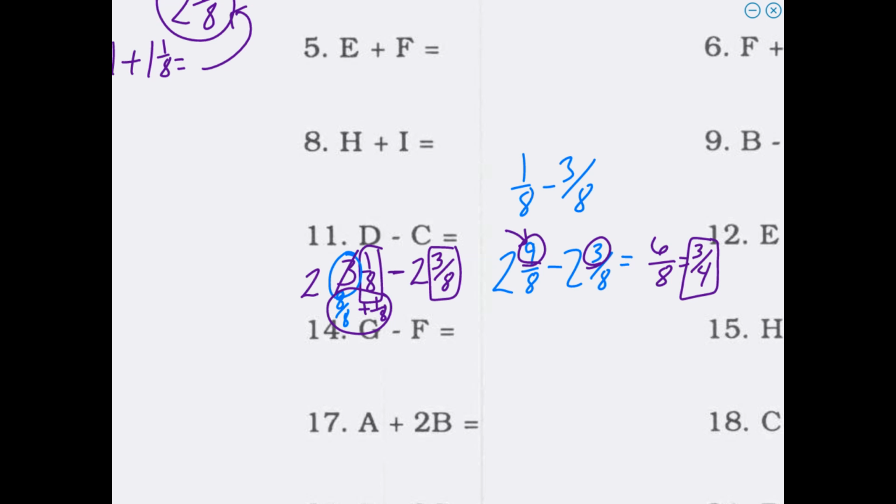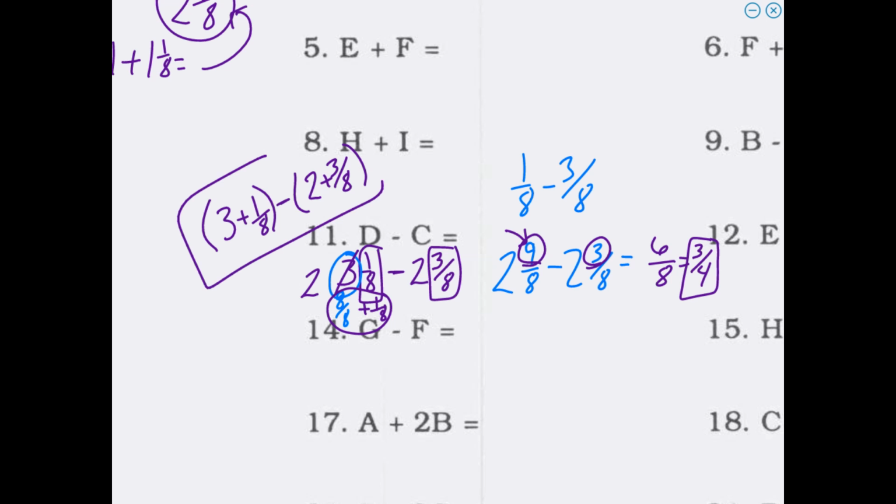Okay. If you were doing this problem in the calculator, you would do 3 plus 1/8 minus 2 plus 3/8. So it would have to look like this in the calculator. You have to group each of your mixed numbers together with a plus sign between them. Does that make sense?